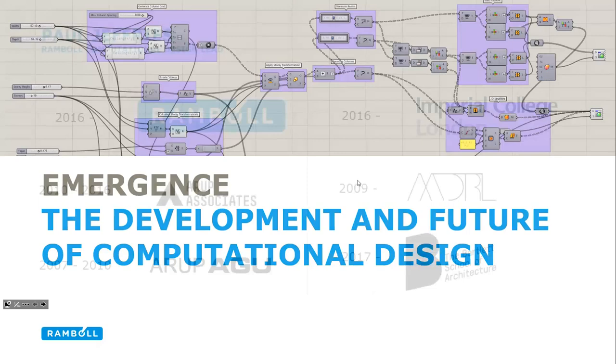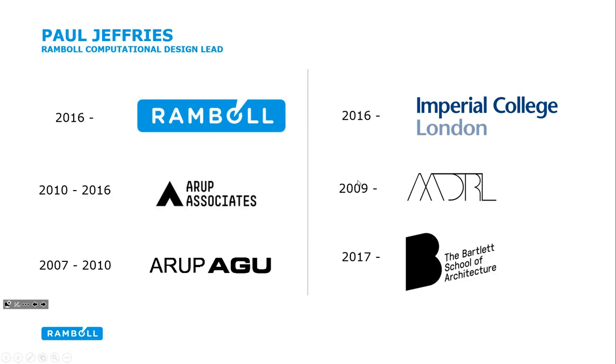So, I'm Paul Jeffries, and on the screen right now is a little bit of a potted CV. I've been in the industry about 10 years. I started out working for ARIP in the Advanced Geometry Unit, AGU there, working on all kinds of weird wibbly-wobbly geometries. And that shut down in 2010. I moved over to ARIP Associates, which is kind of the architectural practice attached to ARIP. And then last year, I moved over to Ramboll, where my job title is Computational Design Lead and Chief Digital Zoologist. So that's what I do during the day.